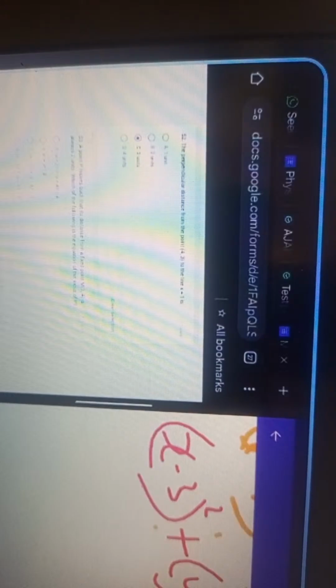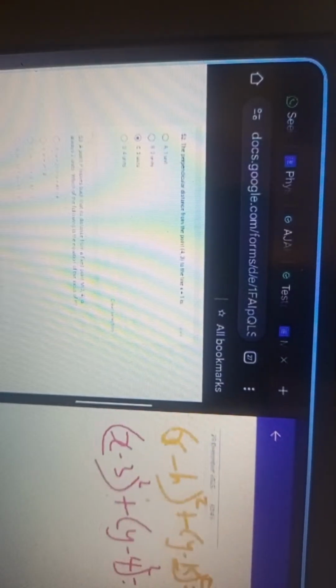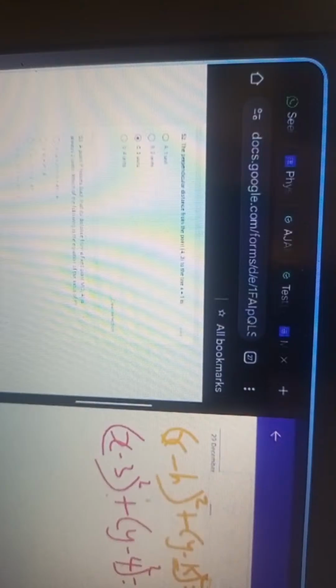So that means the radius is 2, then I square it also. They told us to get the equation. So basically the equation is x minus 3 squared plus y minus 4 squared is equal to 4. And what option is synonymous to that? Option D. Alright, option D.